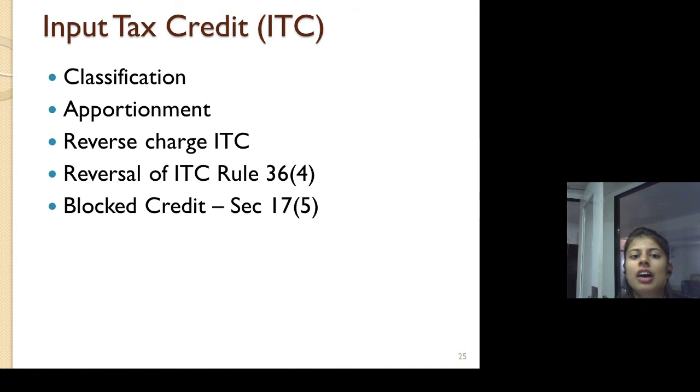However, you have to make sure that whenever a time limit is there, I am following that time limit and only then I am taking the credit. Whenever I am paying a liability on reverse charge, in that return itself, that 3B itself, I am allowed to take that reverse charge ITC.